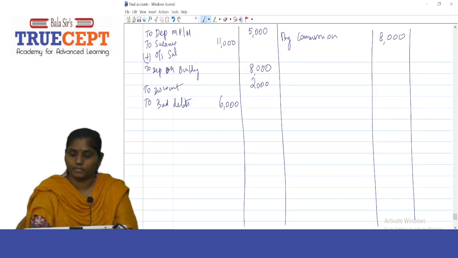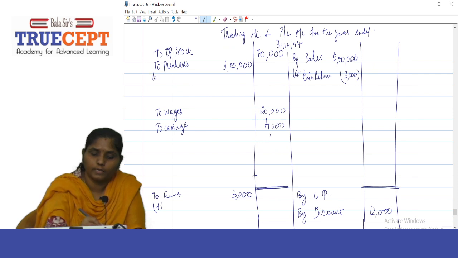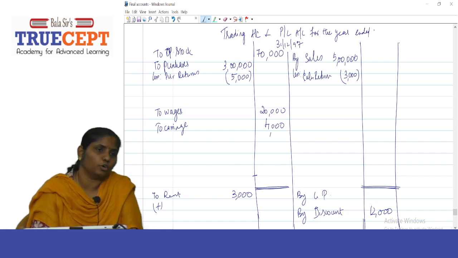We have purchase returns. Yeah. So we have purchase returns. How much? 5,000. So I less purchase returns 5,000 in inner column, right? Yes. Shall we go to the adjustments now?